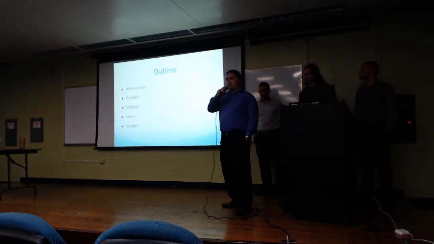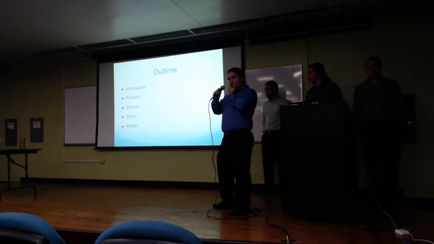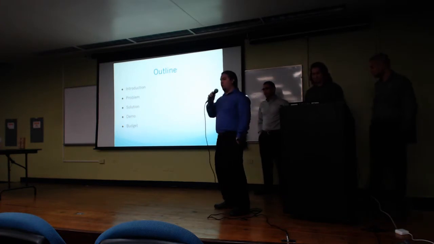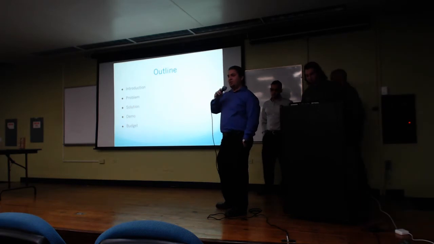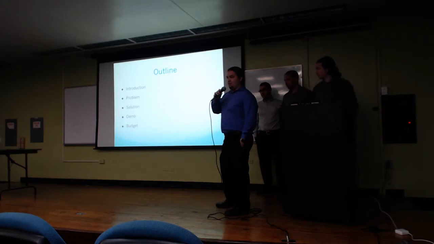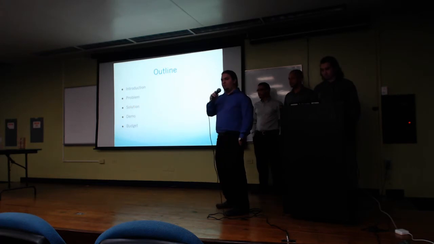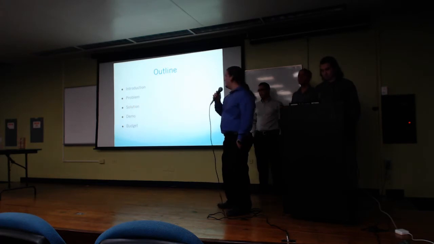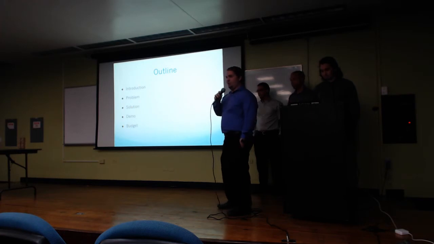So an outline of what we'll be talking about today. We'll first give a brief introduction of what a wind tunnel is and what it's supposed to do. After that, we'll go to the problem we're trying to solve, which is basically the old wind tunnel in the civil engineering building. Then we'll go to the solution that we made, which is Aerobal, the system we finished. Then we'll follow up with a short demo video so you can see how the system works. And we'll finish up with a small budget overview so you can see how much the system costs.